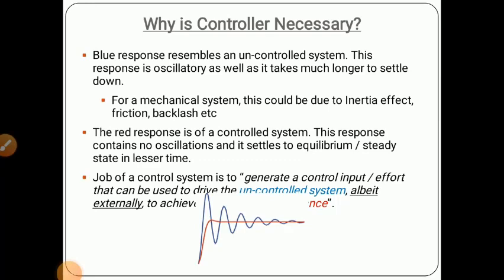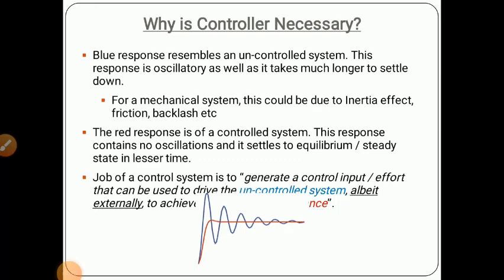If there is a mechanical system, then what will happen? There will be some inertia effect of mechanical parts, friction occurs, backlash error is there. Because of all these phenomena, the system takes longer time to settle down. The red response in the same graph is of a controlled system. This response contains no oscillations, and it settles to equilibrium steady state in lesser time.